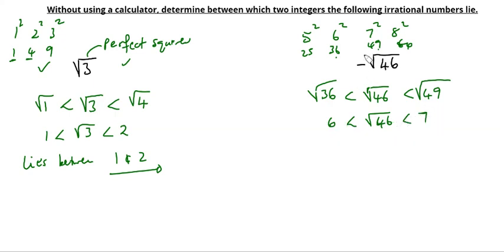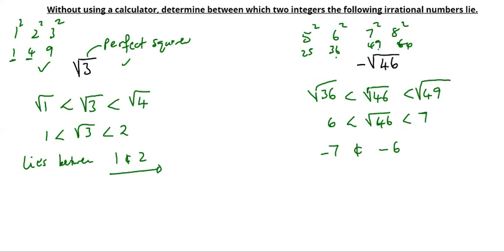But now we have a negative here. So it means that it lies between negative 7 and negative 6. That's where it lies, and that will be our answer there.